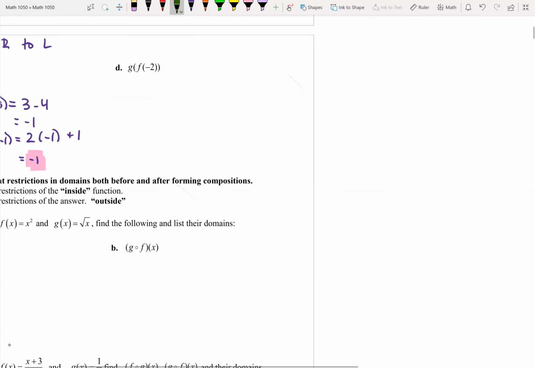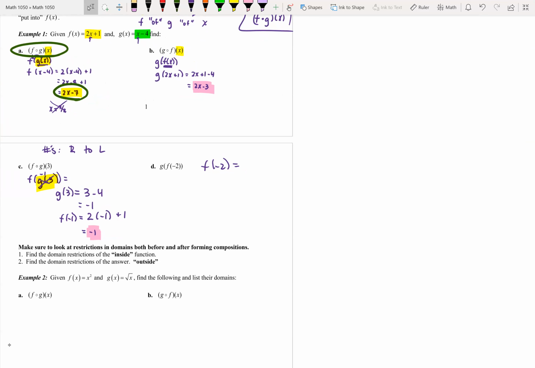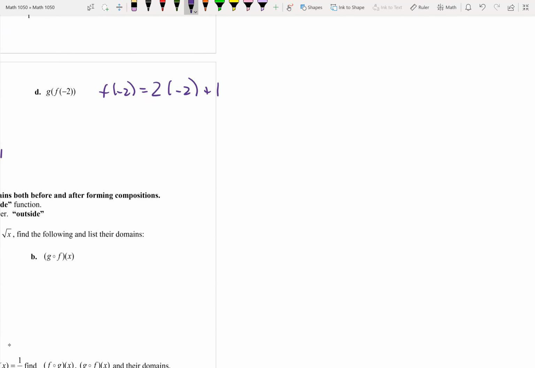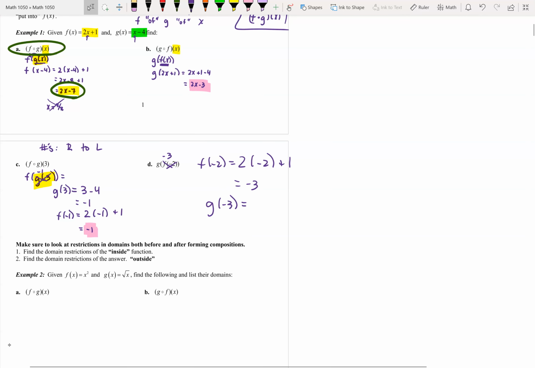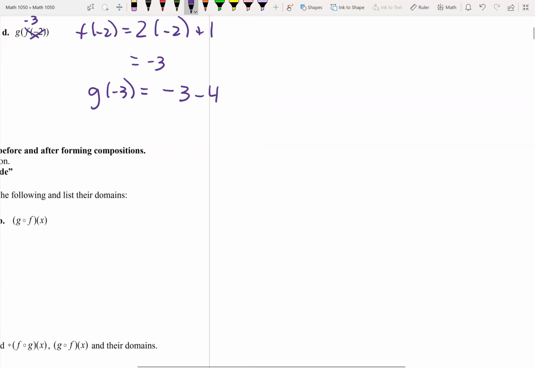Okay, so let's do question D, and let's do it the way I think you should do it. Everybody find f of negative 2. So go into the f of x, which is the yellow, and wherever I see an x, put in a negative 2. So it's 2 times negative 2, which is a negative 4, plus 1 is a negative 3. So f of negative 2 is negative 3. Now we're going to find g of negative 3. So go into that g of x, which is green, and wherever I see an x, replace it. So it's negative 3 minus 4, which is a negative 7. That's my answer, and I'm good.